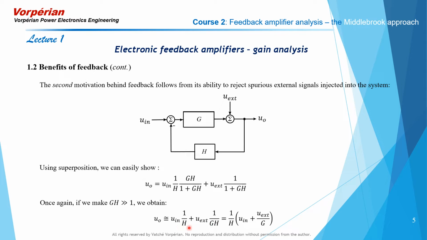And if we factor out 1 over H, we see that the spurious signal is added to the input signal attenuated by a factor G. So if G is large, the spurious signal divided by G is hopefully much less than the input signal, so that the output signal is essentially given by the input signal divided by H.